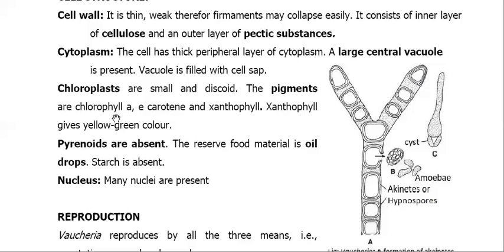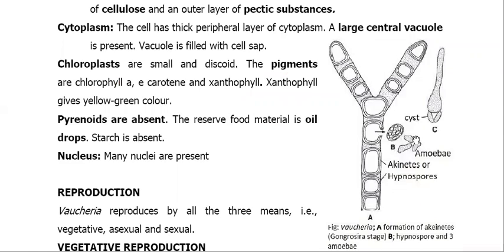The pigments are chlorophyll A, chlorophyll E, carotene and xanthophyll. These are the types of pigments. The pigments are secondary metabolites that are generally reserved by Vaucheria. This is the structure of Vaucheria: formation of akinetes, as well as hypnospores and amoeba-like structures.